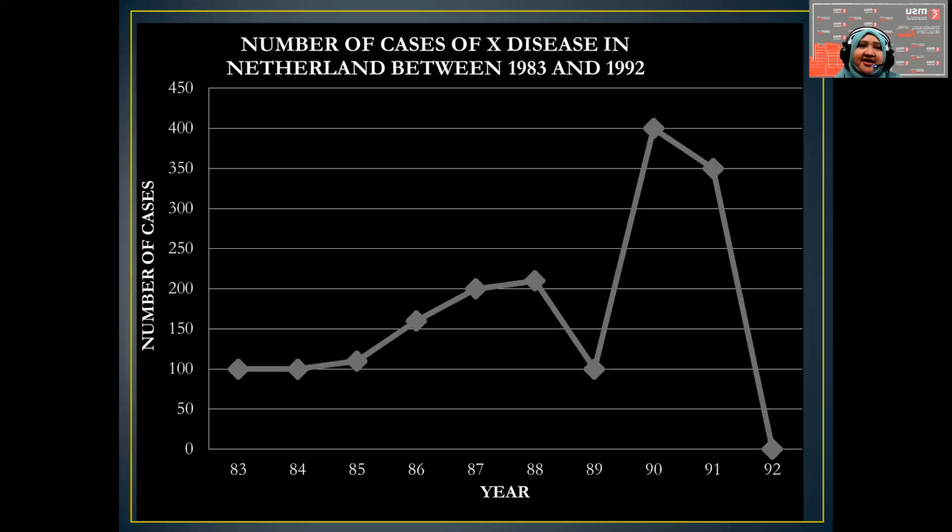So perhaps we can make an inference that in 1990 to 1991, that is the time when people started to develop medication, or if not medication, maybe vaccination, then the numbers started to go down really fast up to 0.